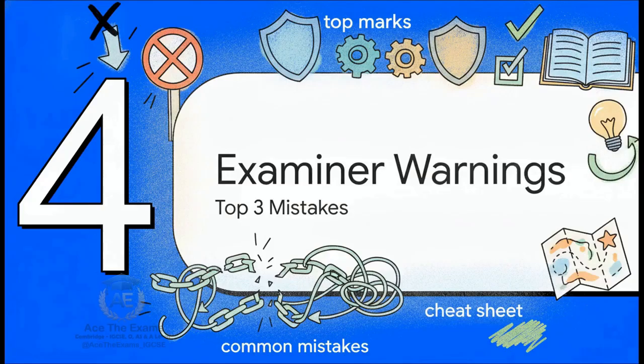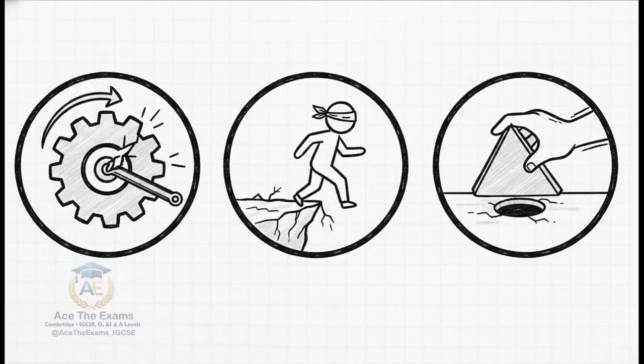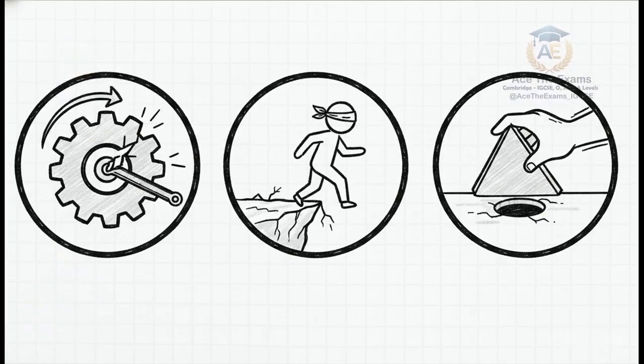Section 4. Top examiner warnings. Let's get serious for a minute, because these aren't just guesses. These are sourced directly from the Cambridge Principal Examiner reports. Let's look at the top 3 mistakes candidates make in the input and output of data module. Mistake number 1. Examiners report that students constantly confuse cause and effect. They mix up what actually triggers the input and what the resulting output is within a control system. You have to keep your logic flowing in the right direction.